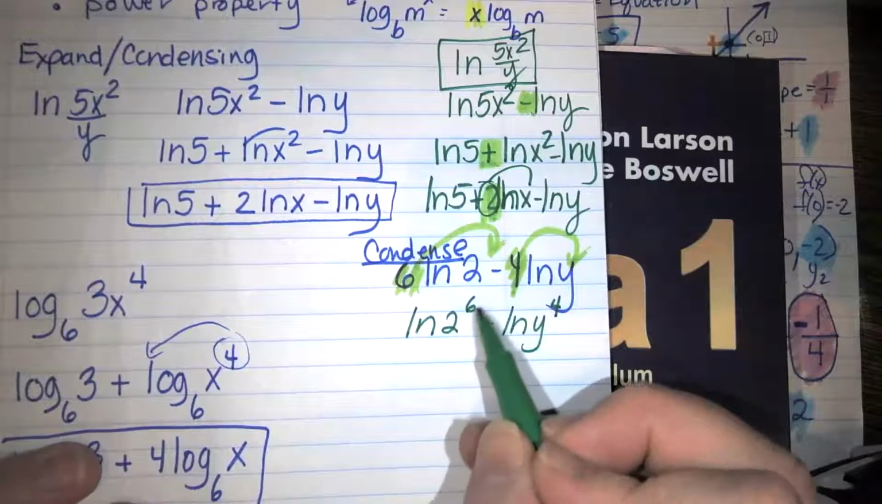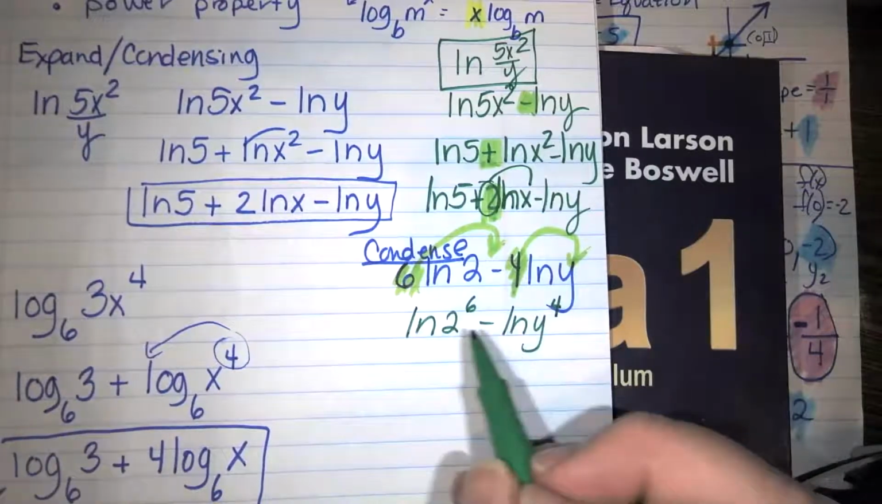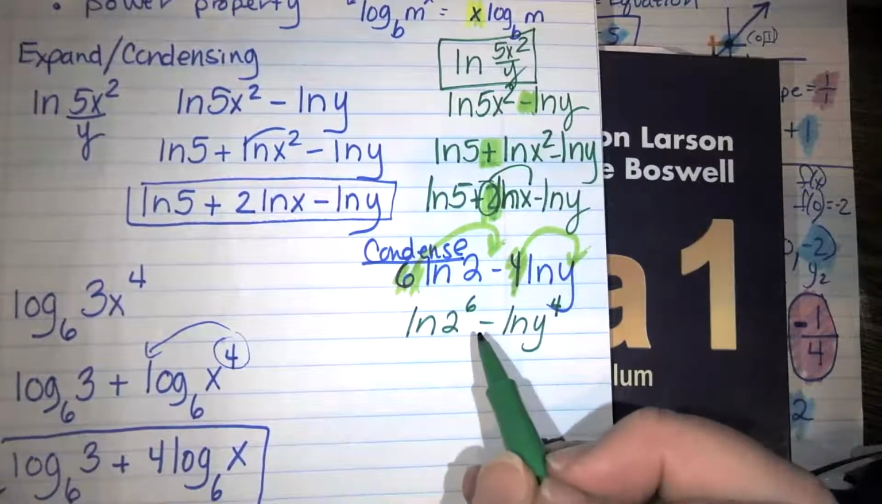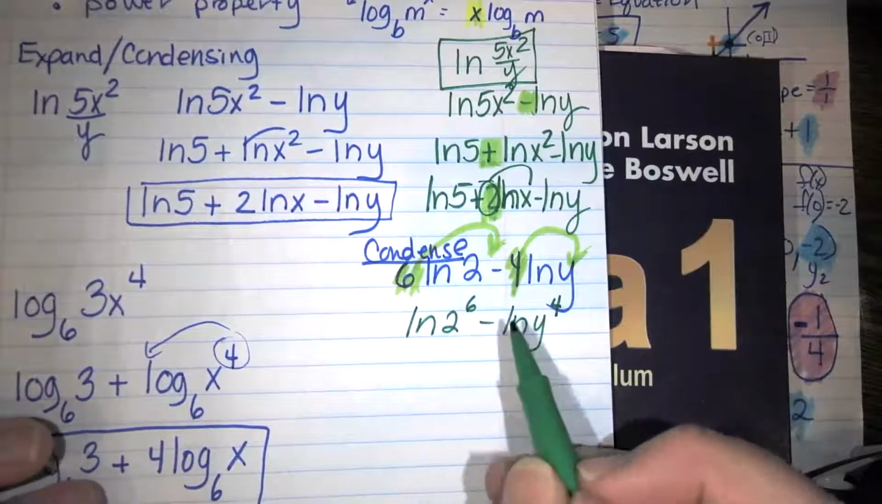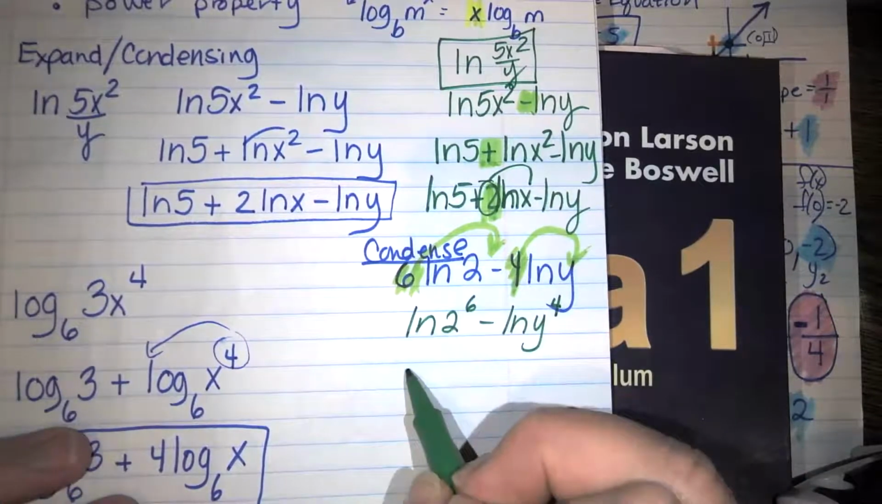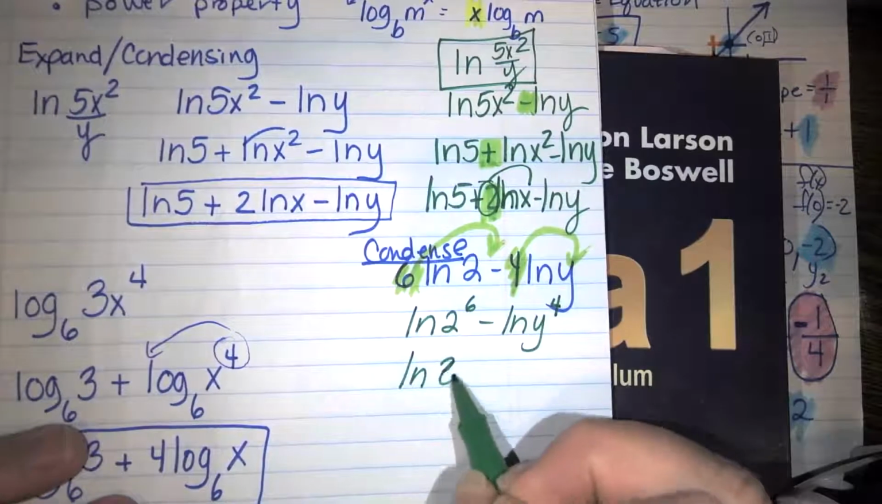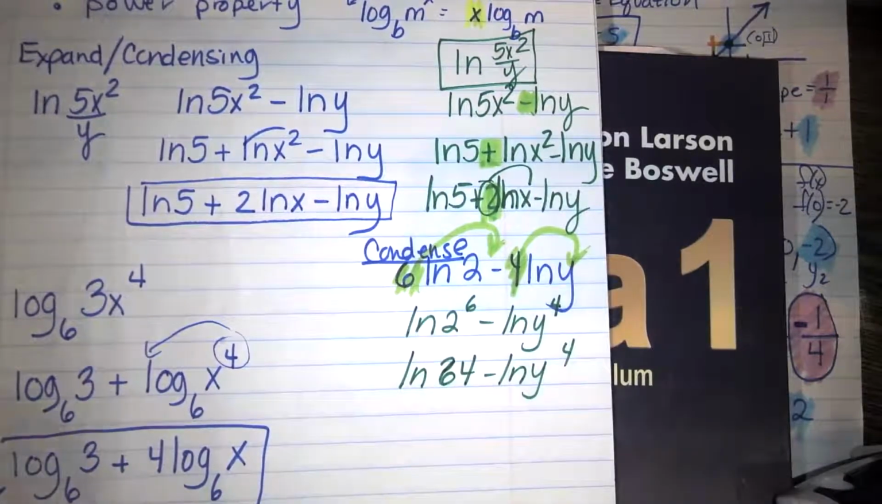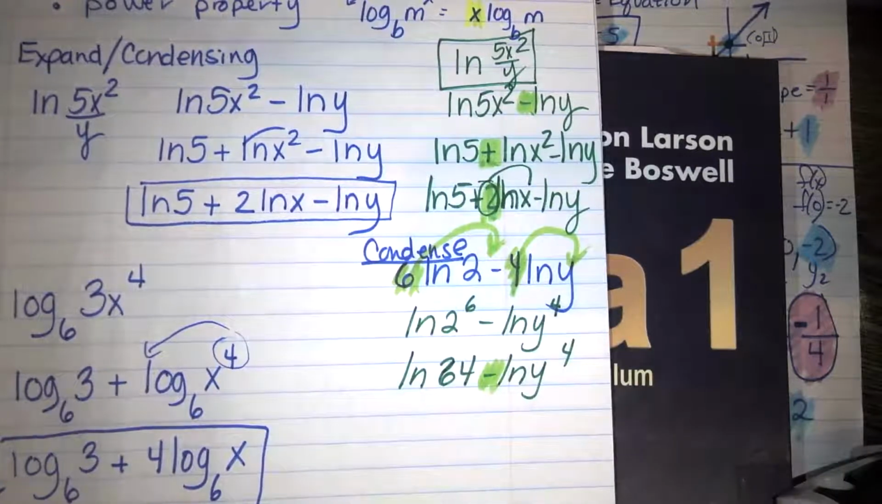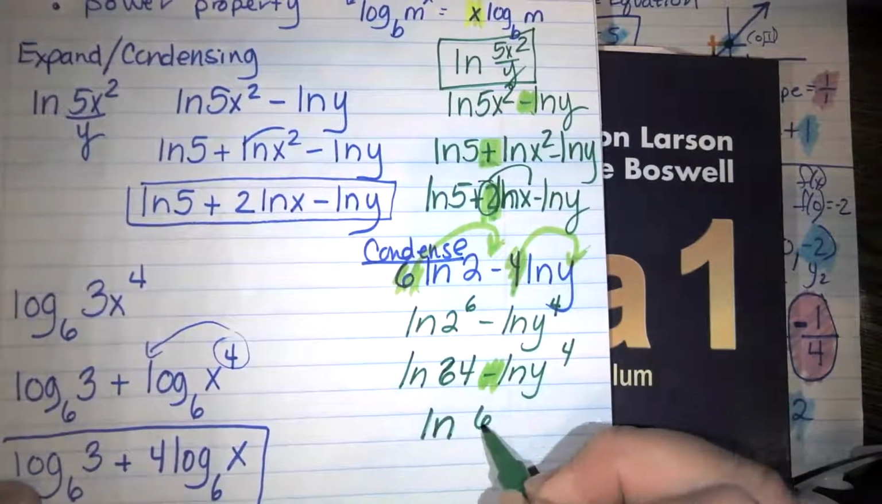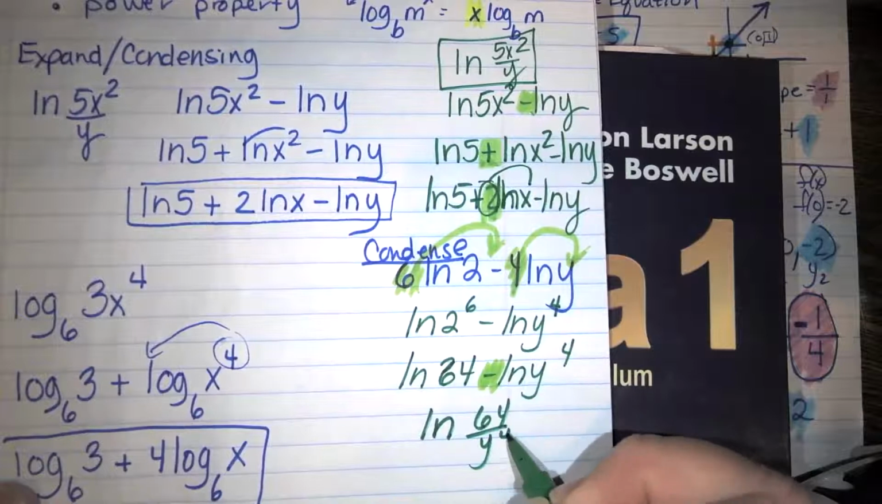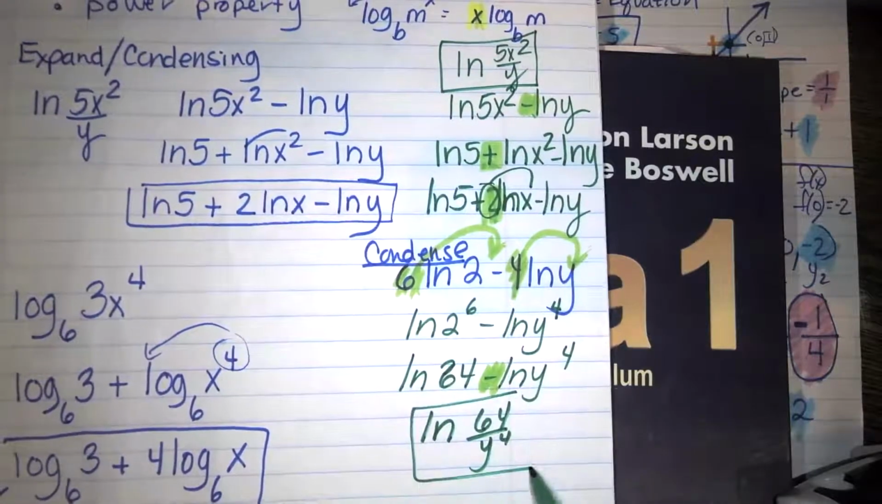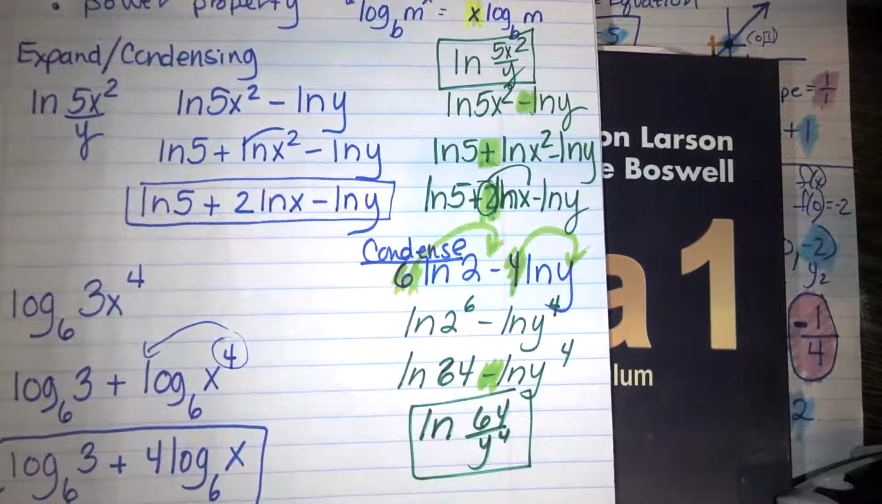Now, can I go ahead and do 2 to the 6th? Sure. Let's see, 2 to the 6th. I know 2 to the 5th is 32. Times another 2 would be 64. So this would be ln 64 minus ln y to the 4th. All right, what does a minus mean? You're right, it's division. So I'm going to write ln 64 over y to the 4th. I'm done. I'm all condensed into one nice log.